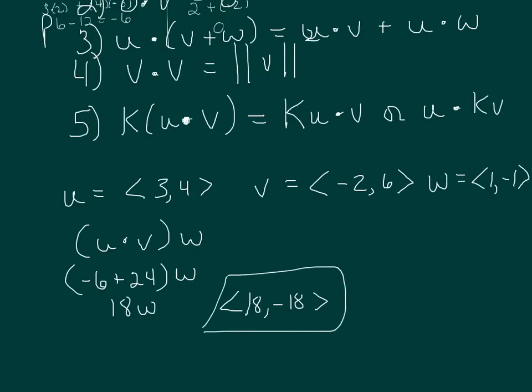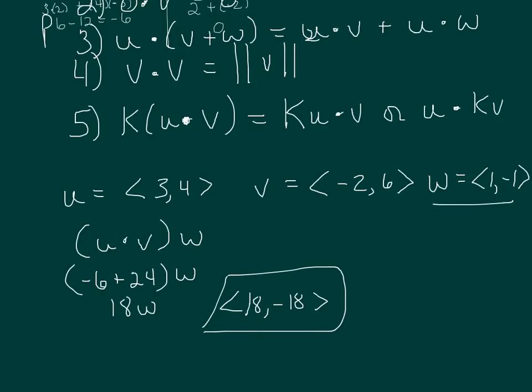Here we get a vector. So when you multiply a vector times a dot product, you get a vector when you multiply 18 by w, but it's just 18 times 1, 18 times -1. Didn't you say that when you do a dot product, it becomes a scalar? Yes. And k is a scalar. So the dot product turns into a scalar, and then we're multiplying it by the vector.